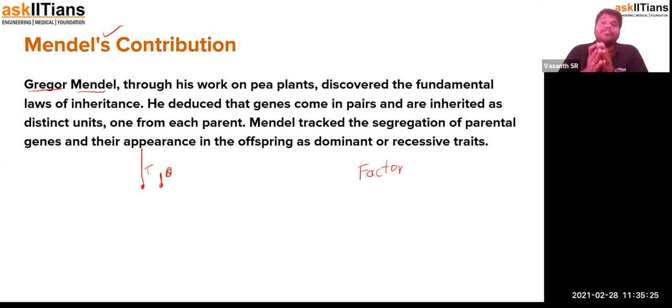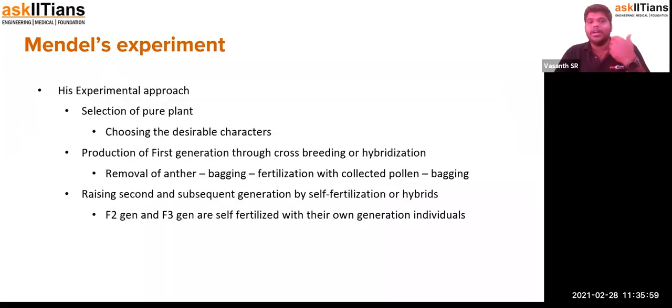Later this factor was identified to be the gene. The factor is nothing but the gene, which has a modified genetic material that is going to express a different trait of a character. So that is what Mendel's contribution was. It was Mendel who actually tracked lots of things. He was able to track which one was dominant, which one was recessive, how the dominant one exists, and how, after they have been combined together, they are segregated. All these things could be learned about. So that's what we are going to learn in the upcoming lessons.